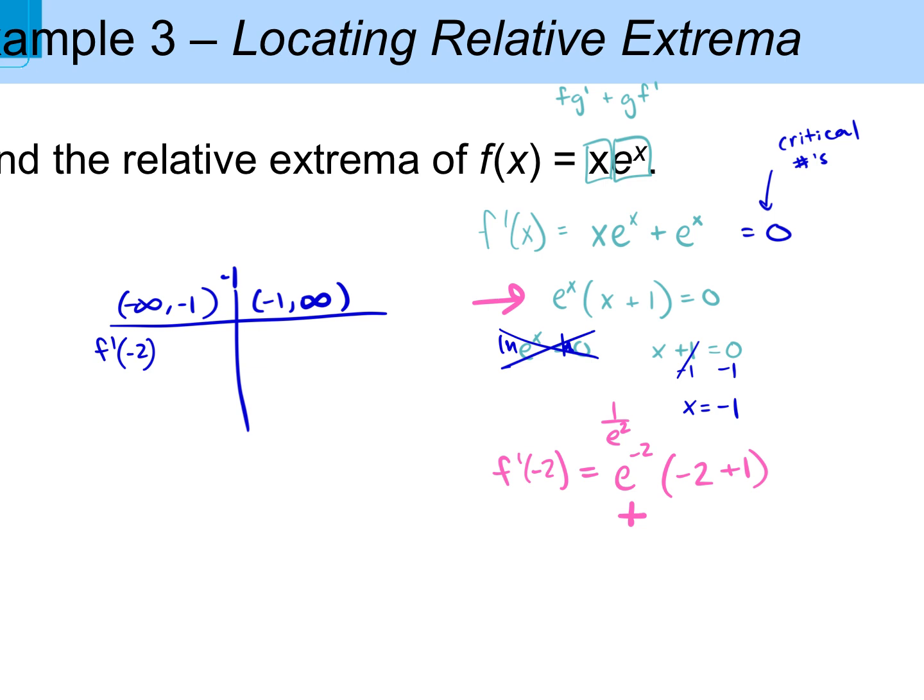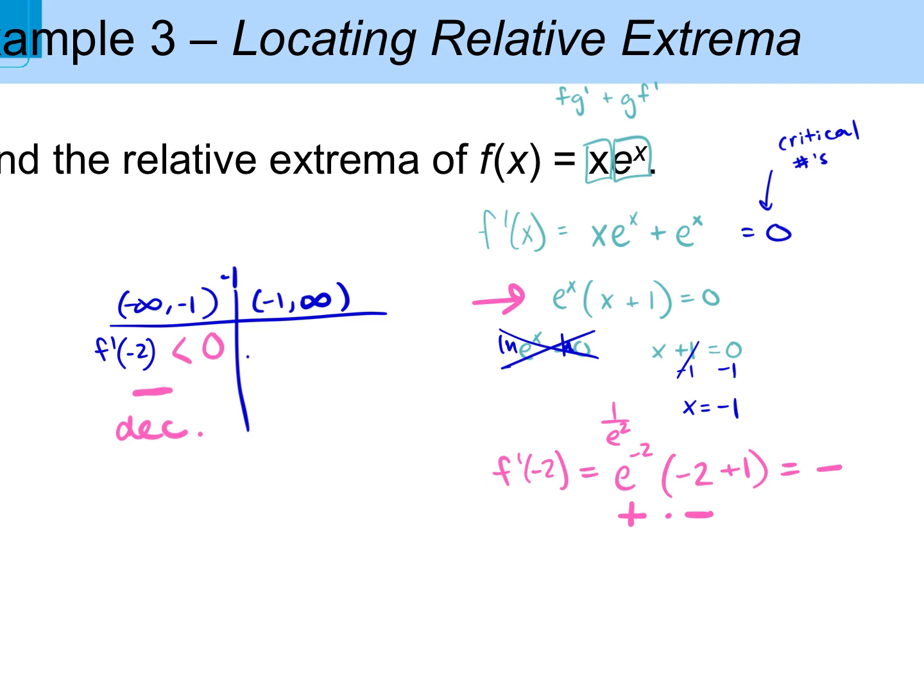Then we have negative 2 plus 1. Is that going to be positive or negative? It's going to be negative. So if we have a positive number times a negative, what are we going to get? A negative. So we end up with a negative number. Does that mean that this is increasing or decreasing? Decreasing. So this is less than 0 because it's negative. We are going to be decreasing.